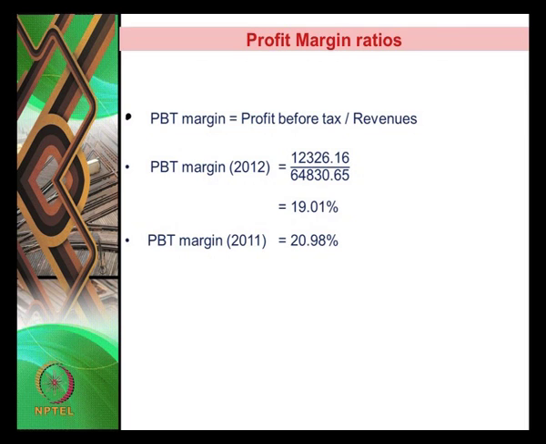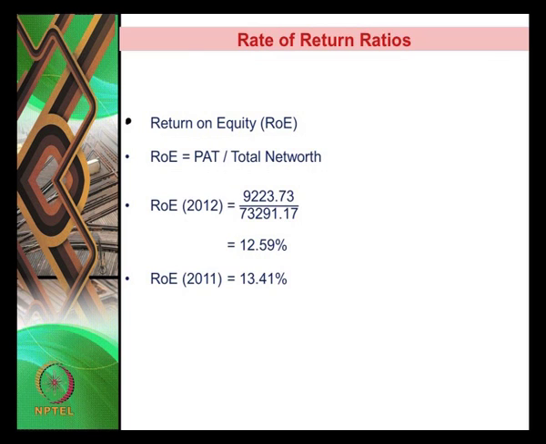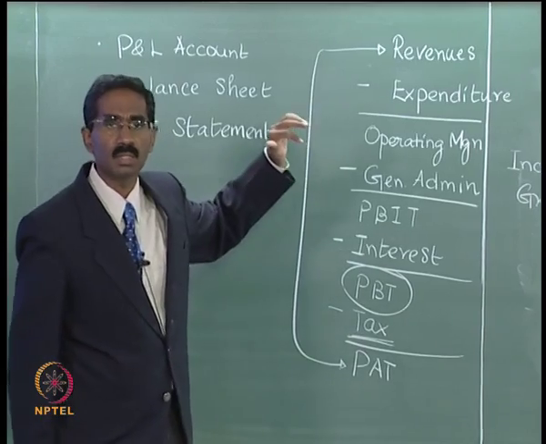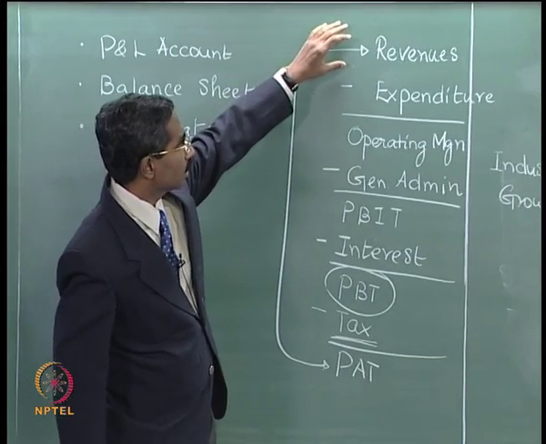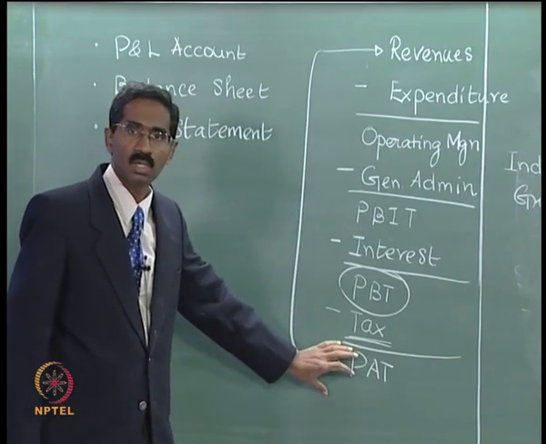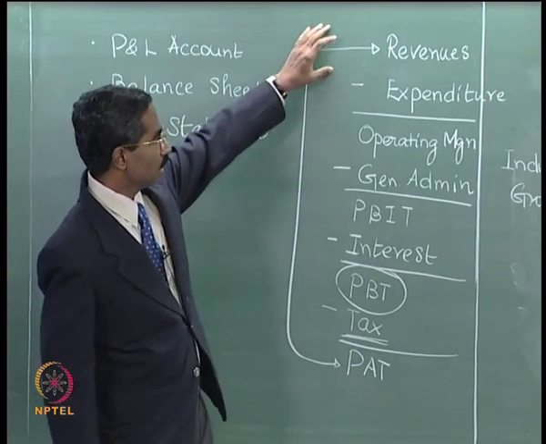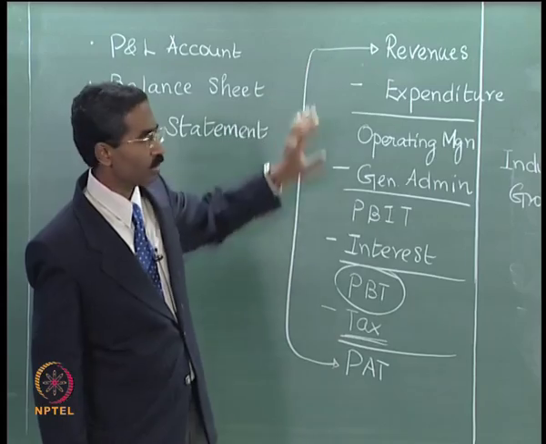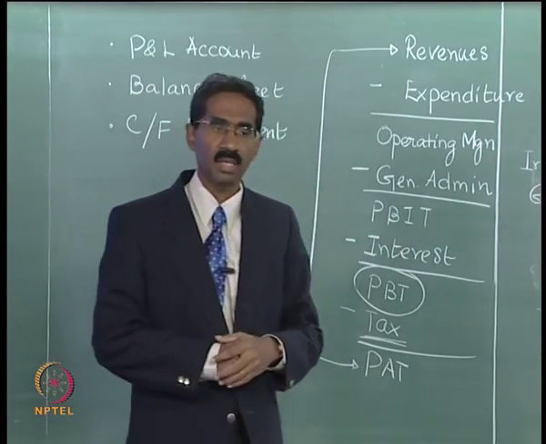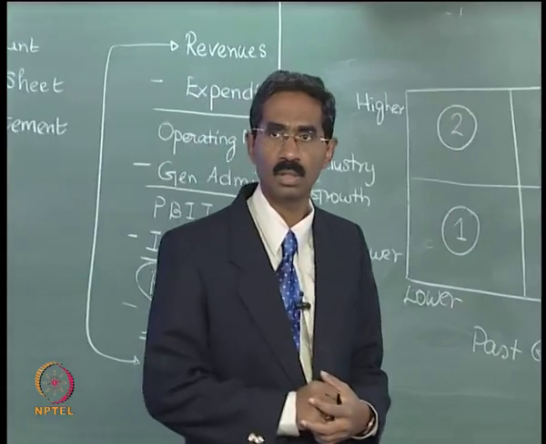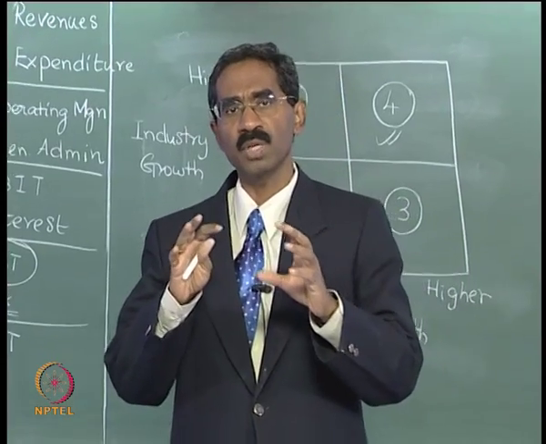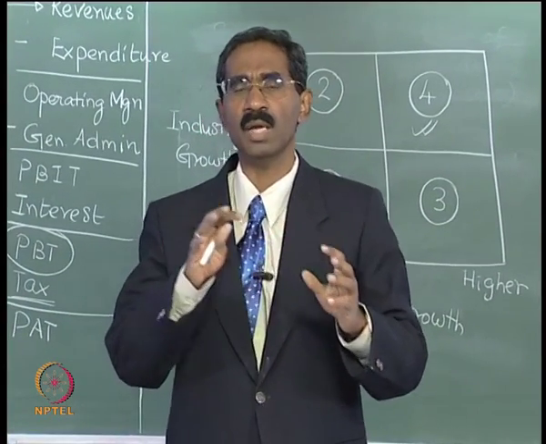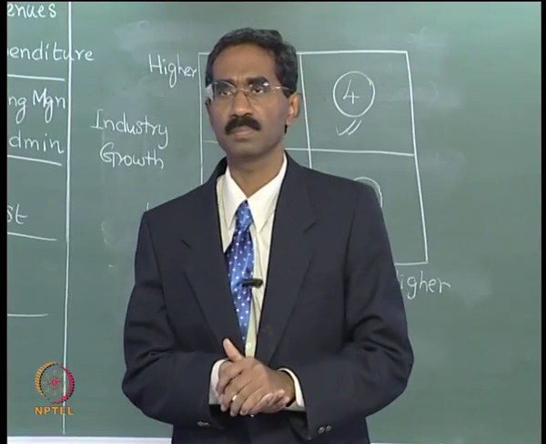Another indicator of profitability is rate of return ratios. So, in profitability ratio analysis, the profit margin analysis talks about revenues and profit after tax. Both of these are taken from the profit and loss account, but in a rate of return ratio we are going to take one item from the profit and loss account and we are going to take one item from the balance sheet.